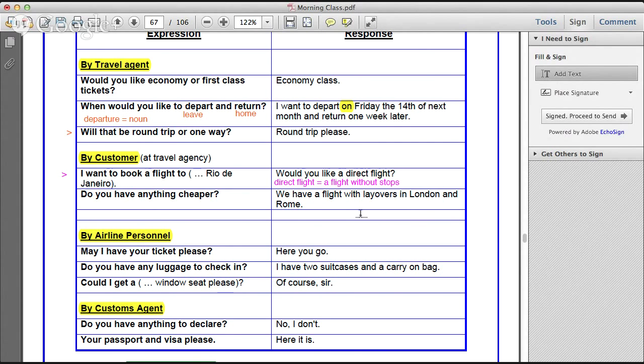Now, you can have as many stops as they want. When you stop at another airport, for example, that is called a layover. Stopping at another airport for a certain amount of time.